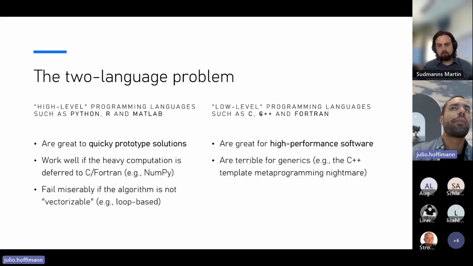On the other hand, you have low-level languages such as C, C++, and Fortran, and they're great for high-performance software. You can really go down to the bits and do anything you want basically with these languages, right? But they're terrible for generics, meaning if you want to abstract some of the concepts away and do your coding at a higher level of abstraction, you really struggle because these languages are not necessarily the most ergonomic to write these kinds of generic algorithms, right?